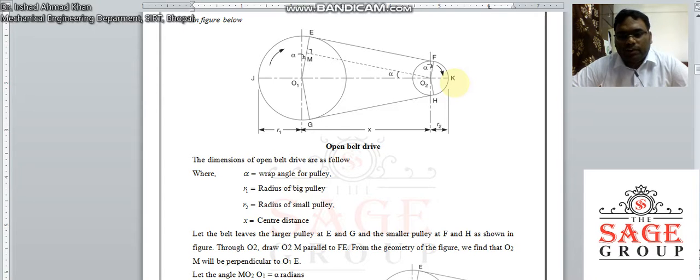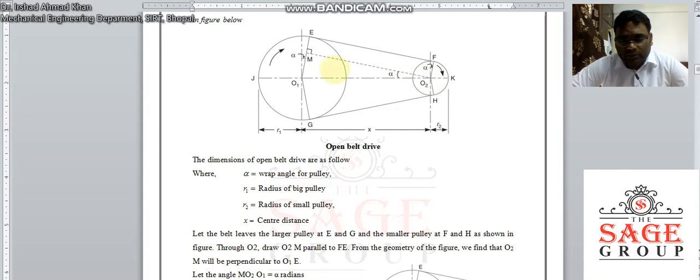For finding this, we need this angle. We know that the total angle is pi by 2, and this is alpha, so here it is pi by 2 minus alpha. So here we need to find out alpha. For that we have done one construction to make the calculation easy. We have drawn a line parallel to EF from O2 to M. This is O2M, parallel to EF, and it is perpendicular to O1E.